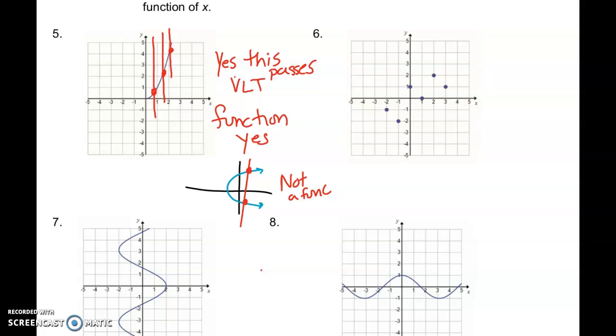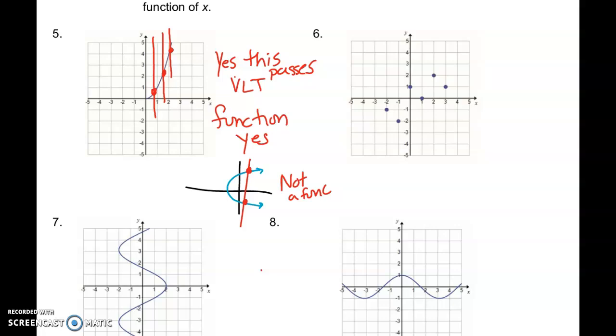So take a minute and pause the video and take a look at the rest that I have on the screen and see, of these three that are left, which ones would you call functions and which one would fail the vertical line test and not be a function. So I'm going to continue now in the video. Hopefully you paused it and took a look at it.